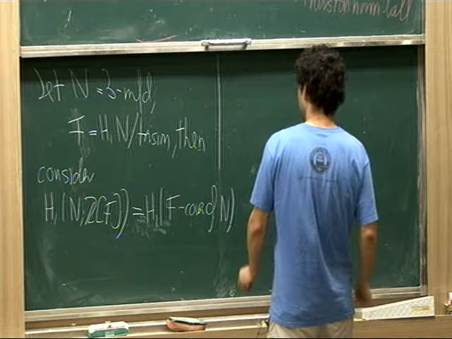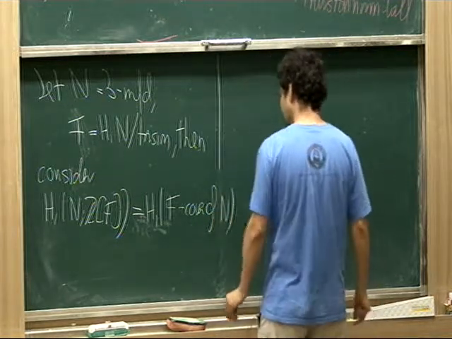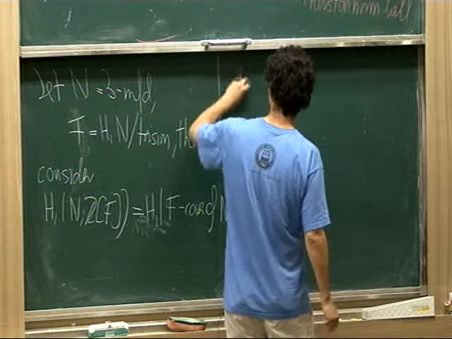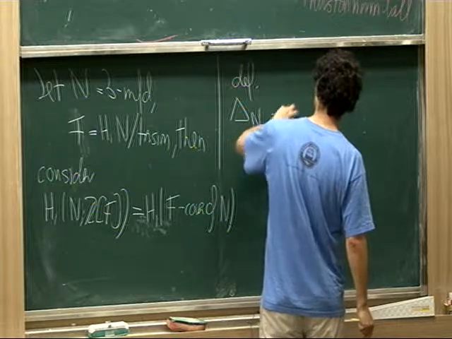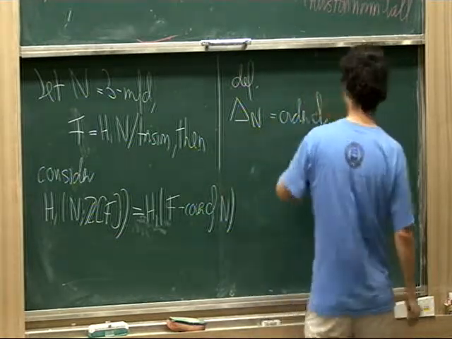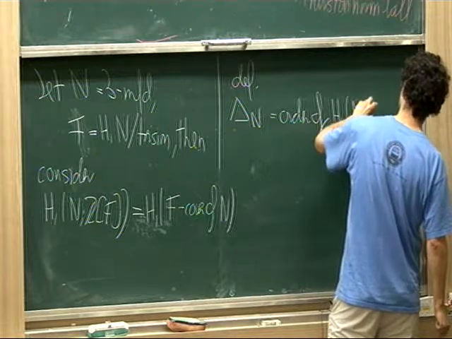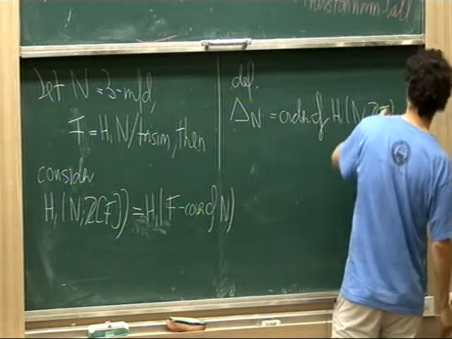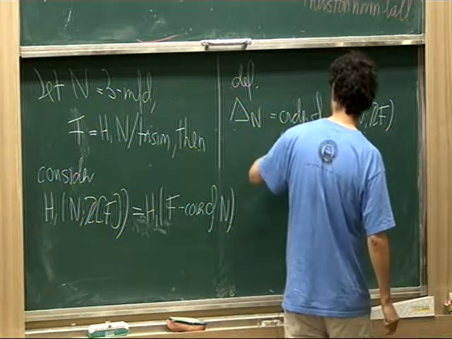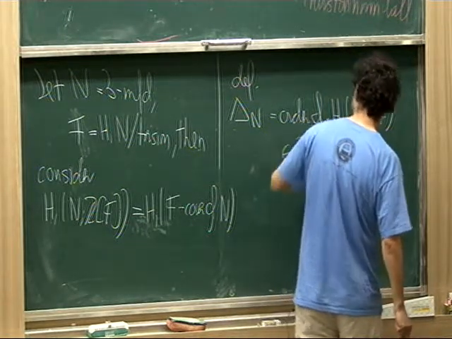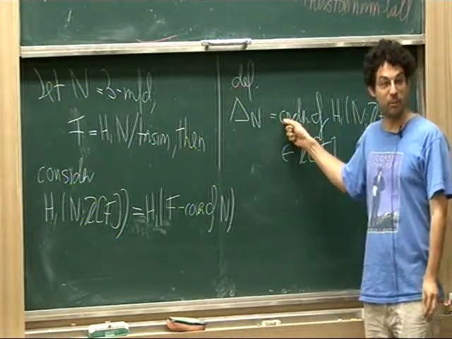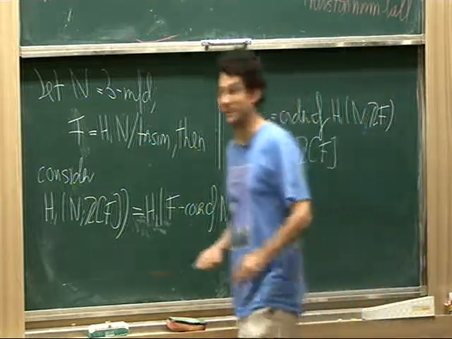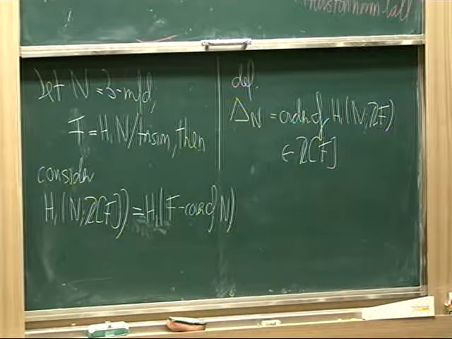And now we define the Alexander polynomial of N to be the order of that module, which is an element in ZF. Okay, so what do I mean by order? It's best described by a brutal example. It's easiest if you just forget everything you ever learned in algebra, then I can give you a definition.